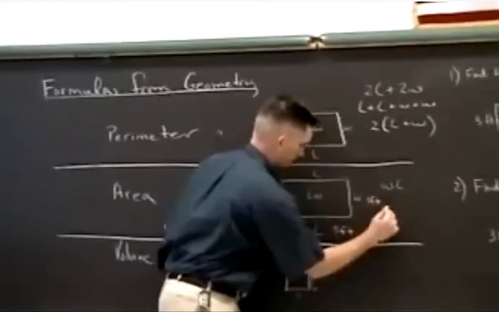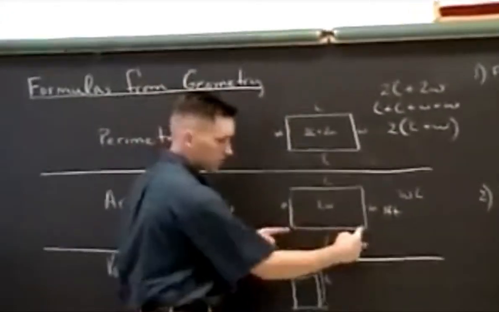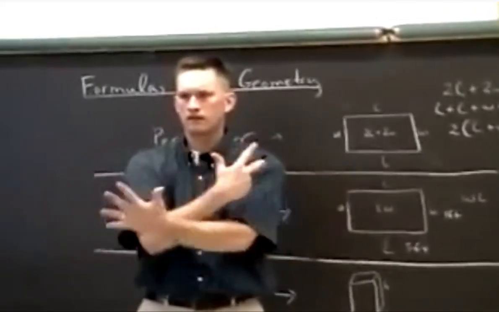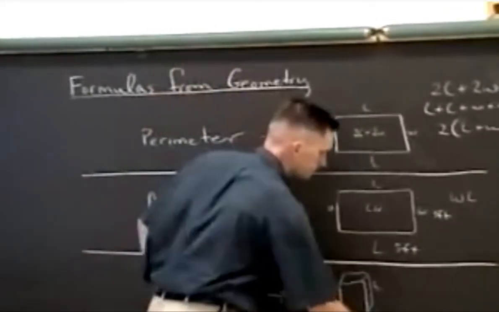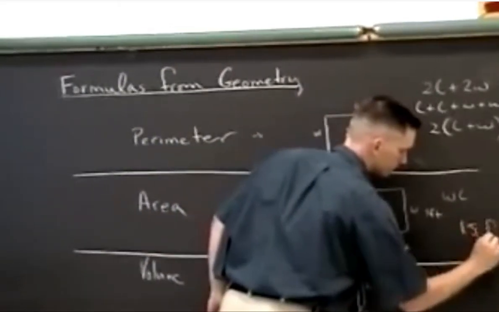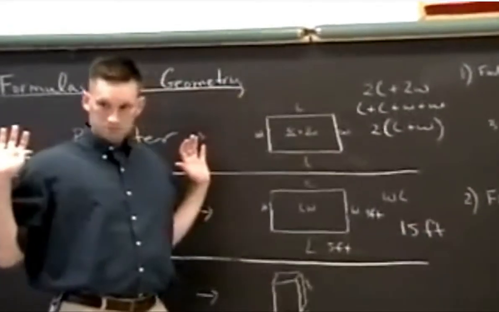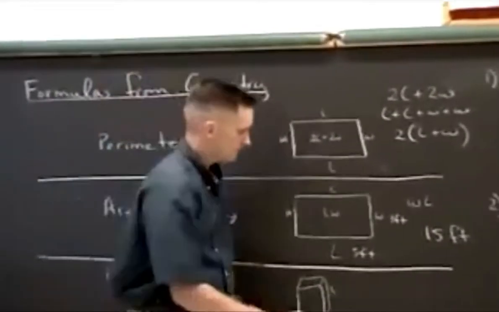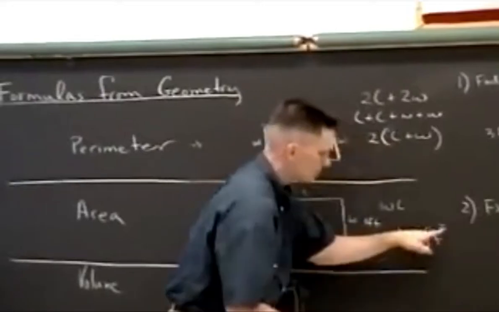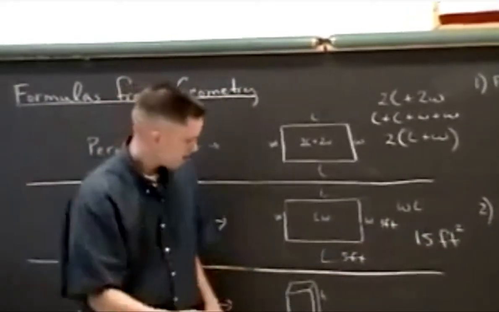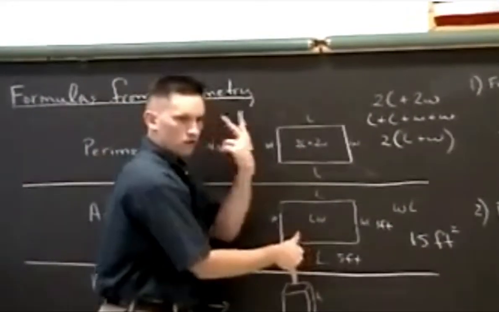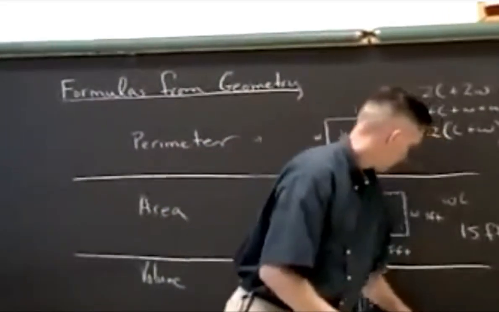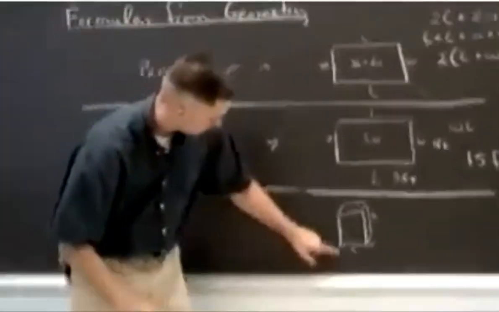So if we had the length being 5 and the width being 3, we would times that and it would equal 15 feet, correct. And I forgot something here. We need to put a 2 up there because there's 2 lengths and there's 2 widths. So we put the 2 there to demonstrate that.